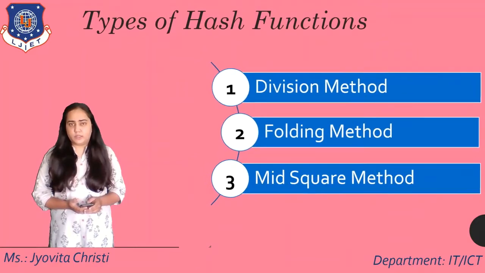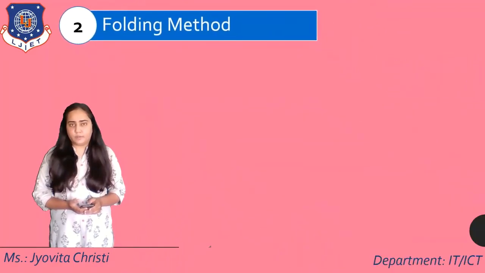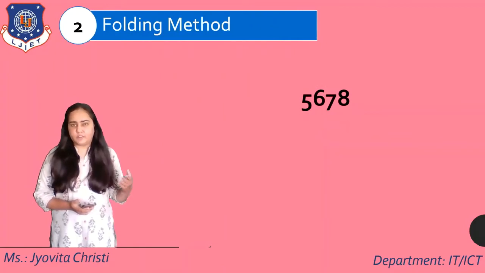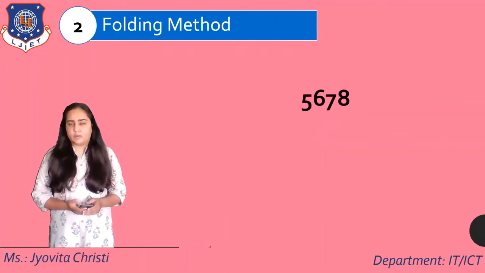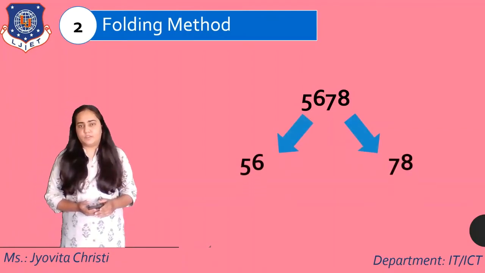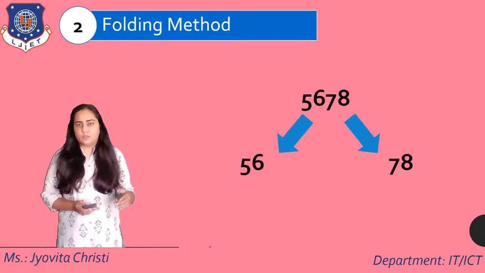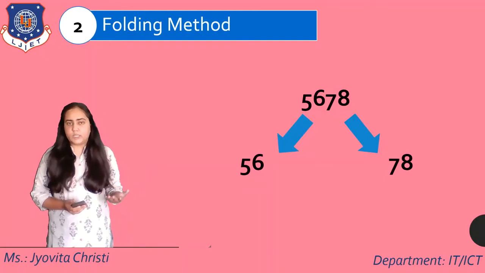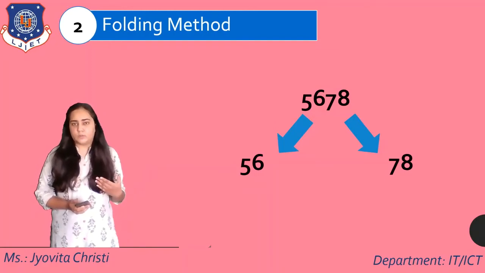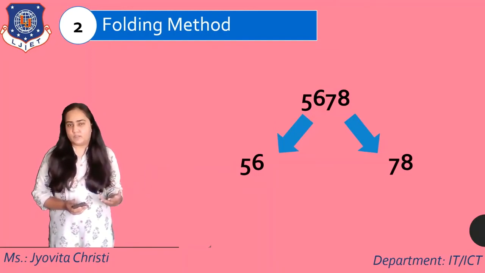The second method is called the folding method. So in this, if you have a key like 5, 6, 7, 8, then what you're going to do is you will divide it into different parts. For example, you are dividing 56 and 78. So because it's a 4-digit key, I can choose to divide it into 2 parts of 56 and 78.